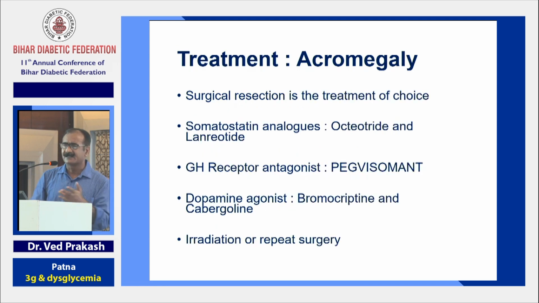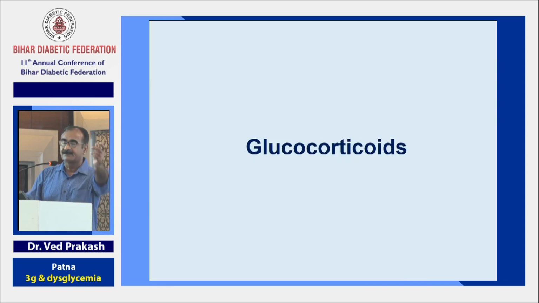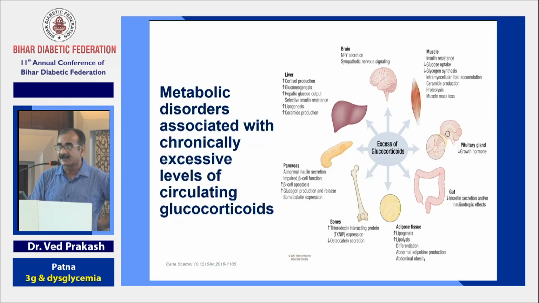The treatment is surgical resection of the pituitary tumor. Besides surgery, long-acting somatostatin analogs like octreotide and lanreotide can be used in the pre-operative period for shrinkage of the tumor, and where the patient denies surgery, long-acting somatostatin analogs can be used. The other options are pegvisomant, which is a GH receptor antagonist, and drugs like bromocriptine and cabergoline, which are dopamine agonists, mainly in GH and prolactin co-secreting tumors.